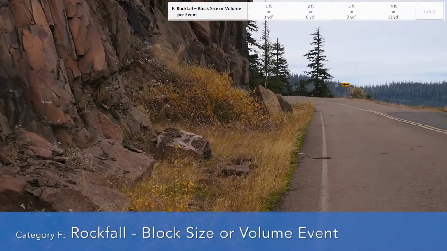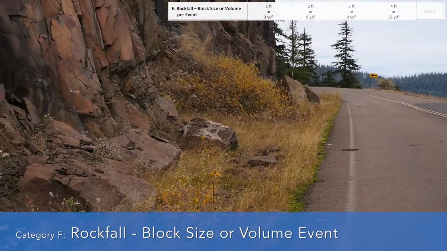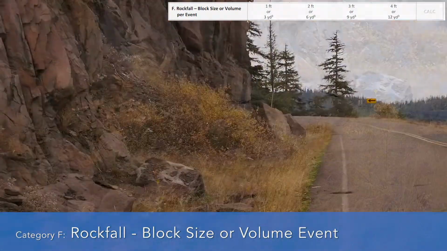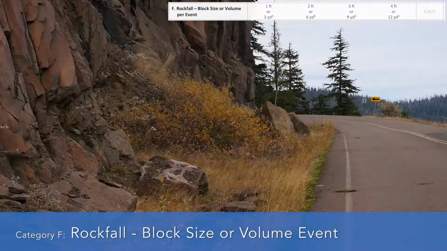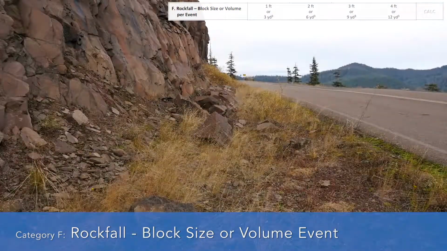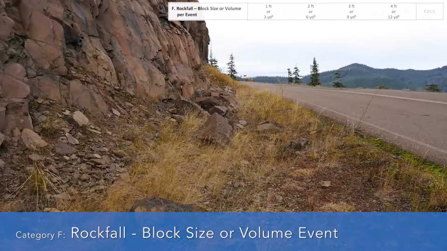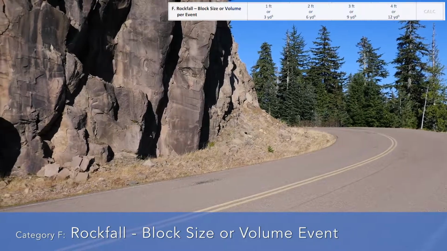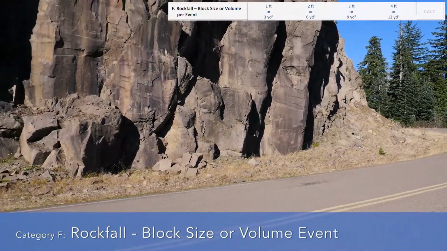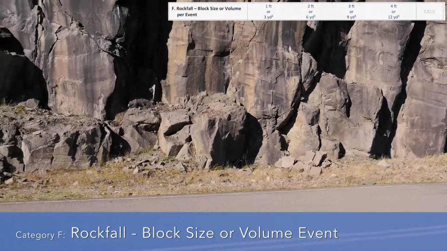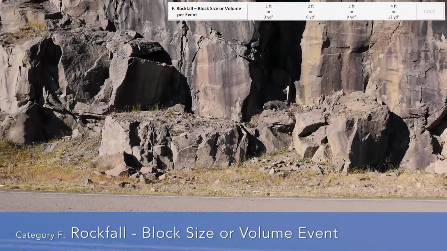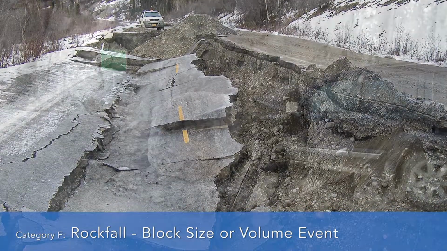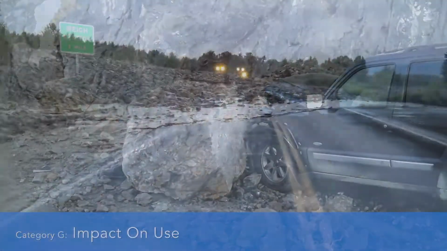The next category is Category F, the rockfall block size or volume per event. As we mentioned earlier, we had a 1, 2, 3, or 4 foot size for the categories, the 3, 9, 27, or 81 categories, or a volumetric event. Here we had an estimated 7 feet or 30 cubic yards, which both max out the score at 100 points. Category G is the first preliminary rating category that applies to both landslides and rockfalls.